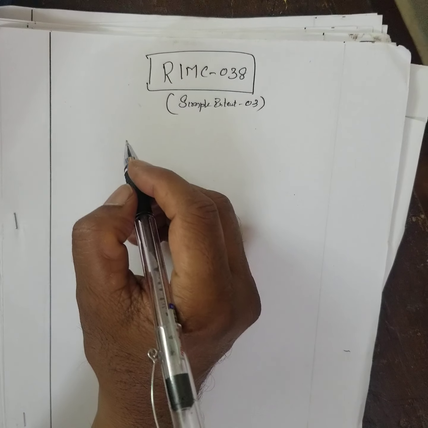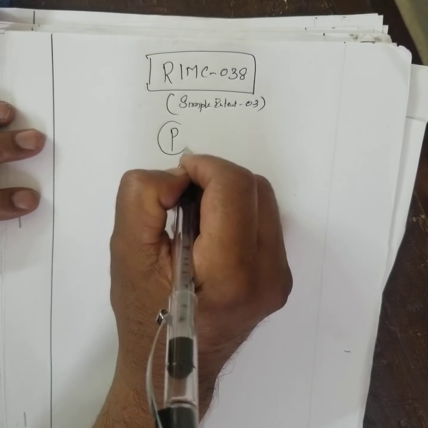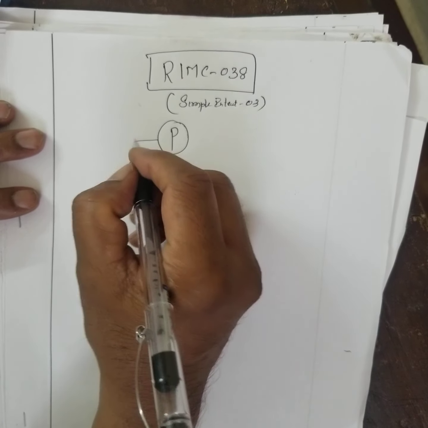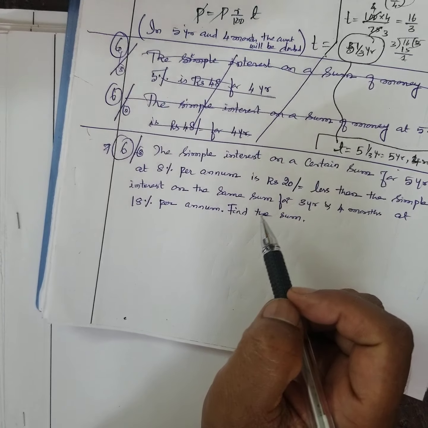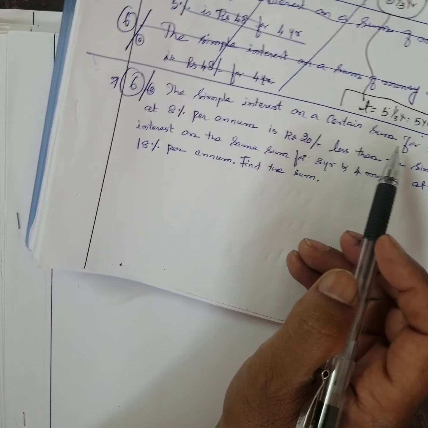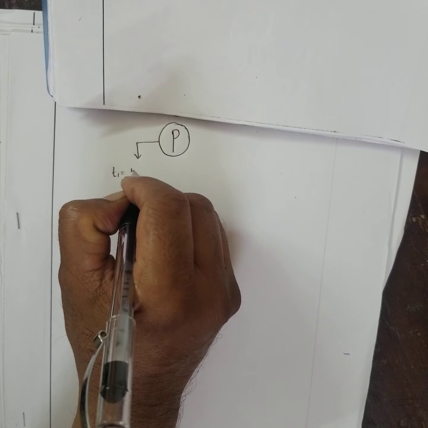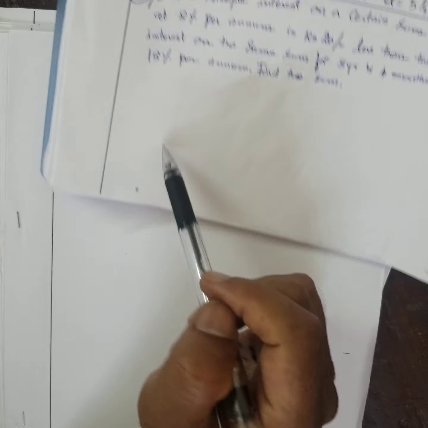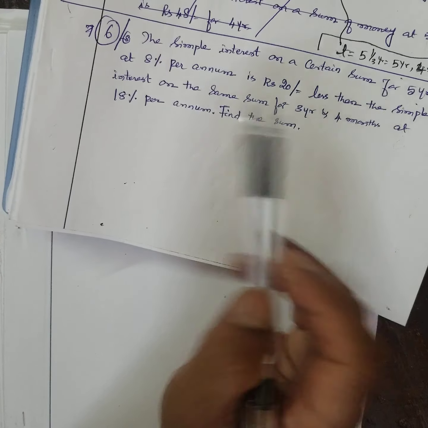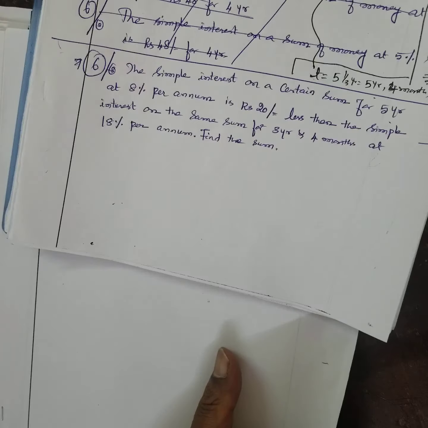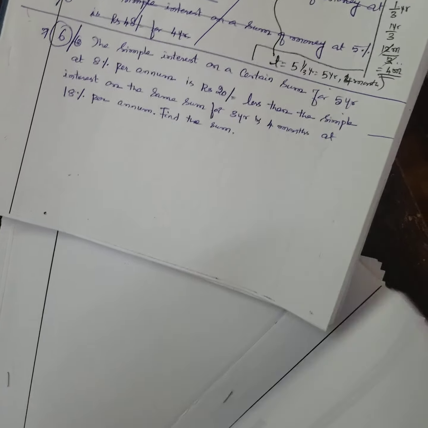See, the simple interest on a certain sum of money. Here this is the sum. Simple interest for a certain sum of money for 5 years. That means 5 years. I'll put it here only, I'll work it out.